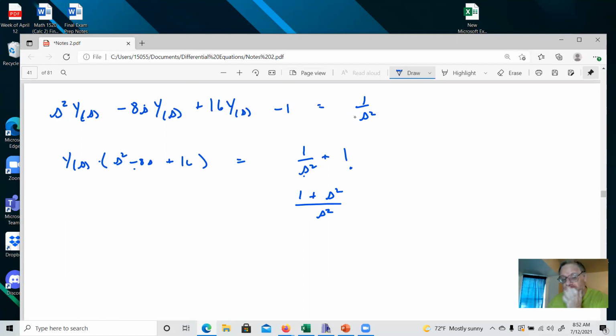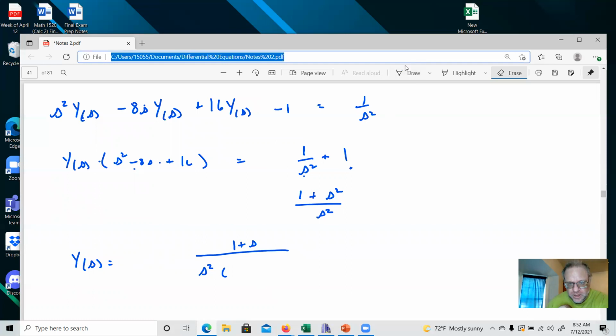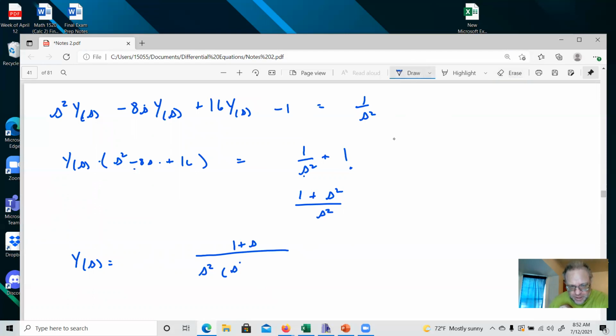Okay, so let's go ahead and divide both sides by this. Excuse me, so we have Y(s) is equal to 1 plus s squared over s squared, another one. And it looks like that's s minus 4, right? We could just say s minus 4 squared and just factor it as we're dividing. S minus 4 squared is going to be this thing squared. All right. And now we have to do some partial fractions.